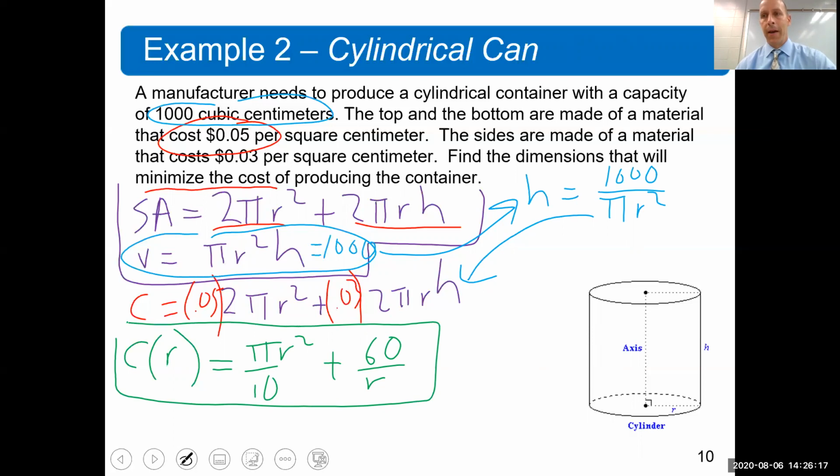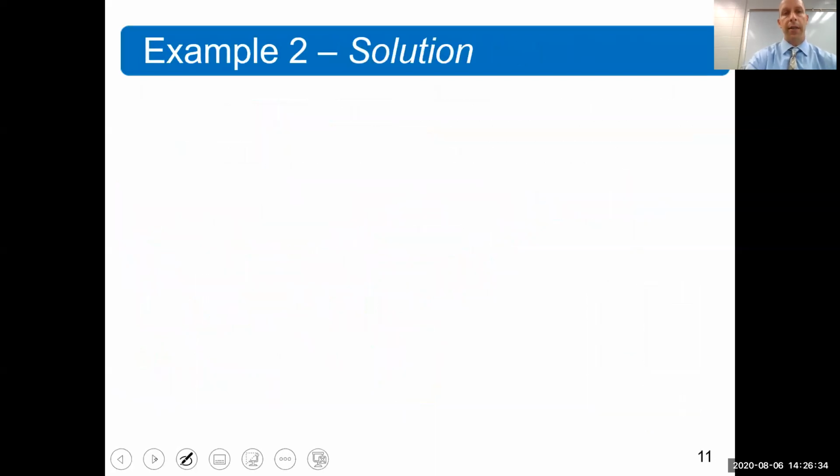Okay. Now I spent some time on this problem, not a lot of time, but we've done some work. I have not done any calculus yet. So now I've got my cost function. What am I trying to do with my cost function? I'm trying to minimize it. So this is the function that I'm going to minimize. So in the next slide, we have to try to minimize this function, which again is pi over 10 r squared plus 60 over r.